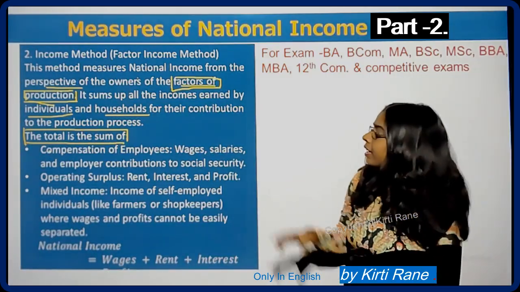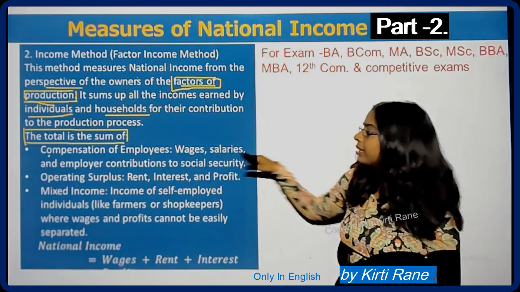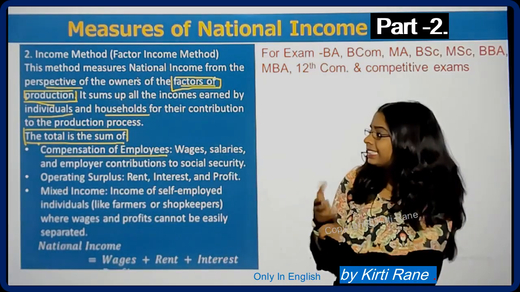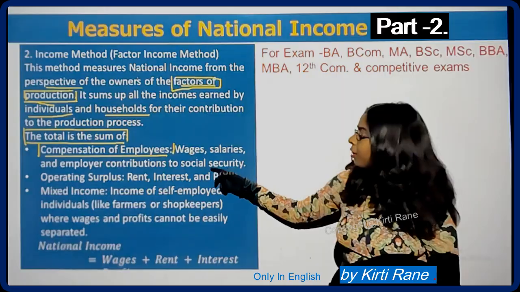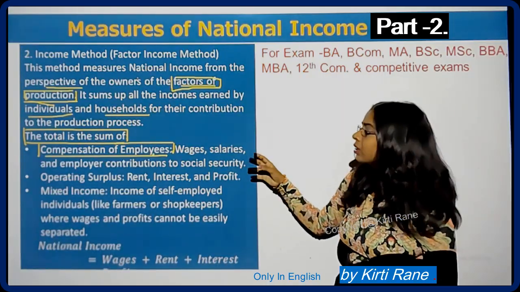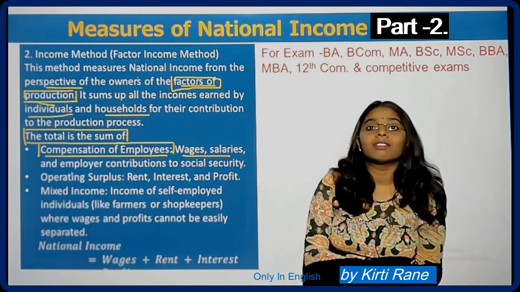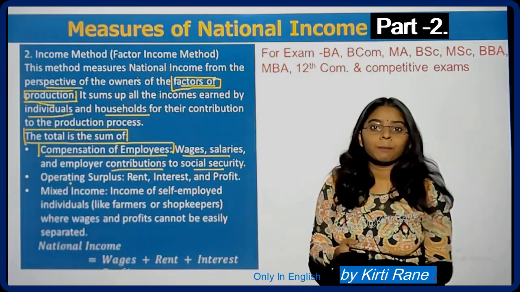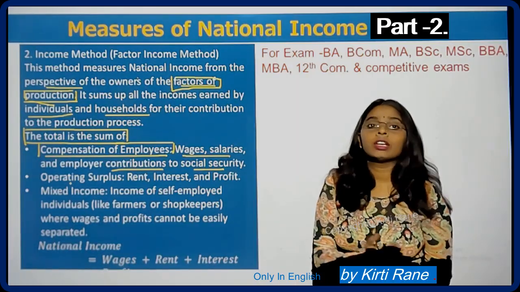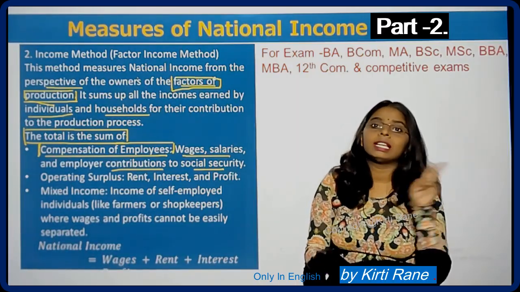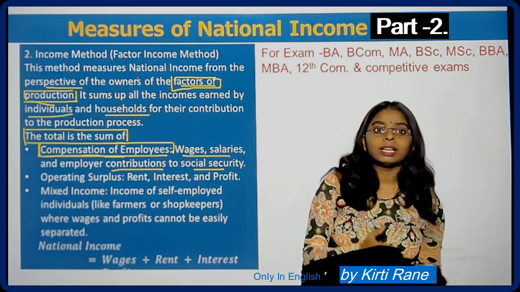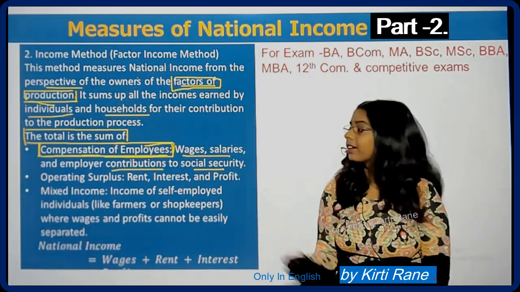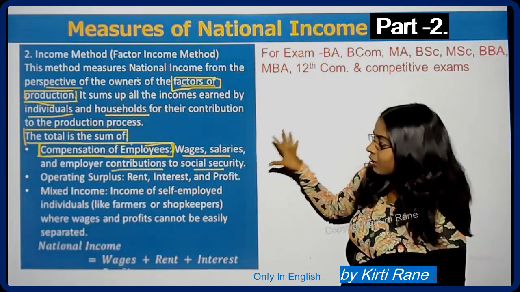Now what does the compensation of employees include? Compensation of employees includes all the wages, salary and employers' contribution to social security. Compensation means how are we remunerating the employees for the work that they did? We either give them wages, or salary, or the employers contribute to their social security, like the pension plan, etc. So that is the compensation of employees.